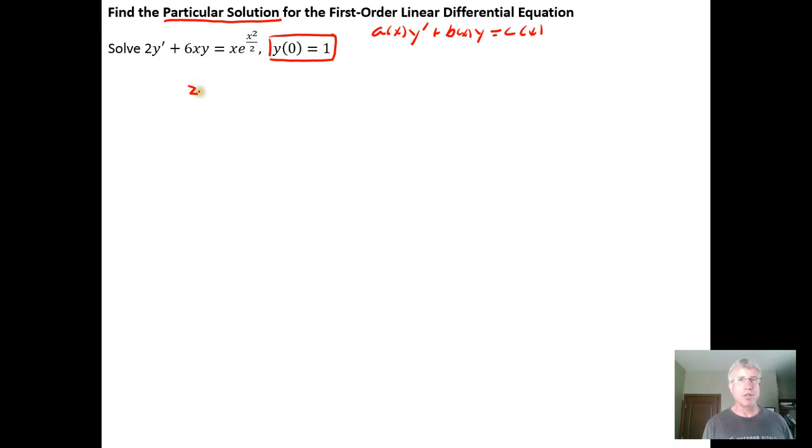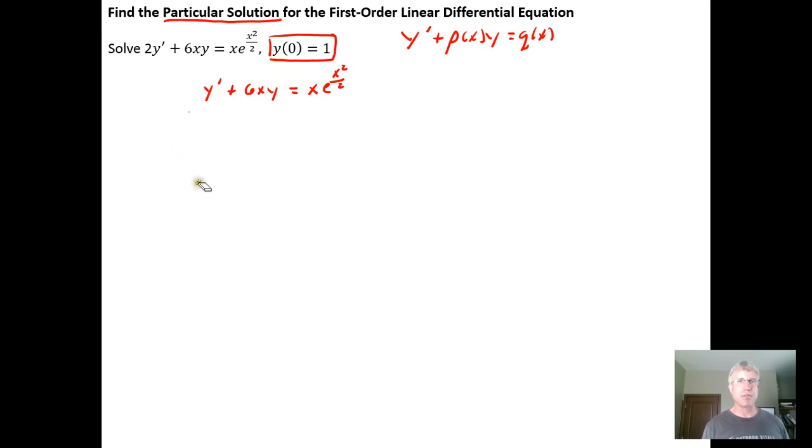So first step is to just rewrite your differential equation. So 2y prime plus 6xy equals x e to the x squared over 2. And then what we want to remember is that if we have a first order linear differential equation, we want to get a leading coefficient of 1 on the y prime term. So we're trying to put it in the form y prime plus p of x y equals q of x. So first step here would be to divide both sides by 2 or multiply through by a half.